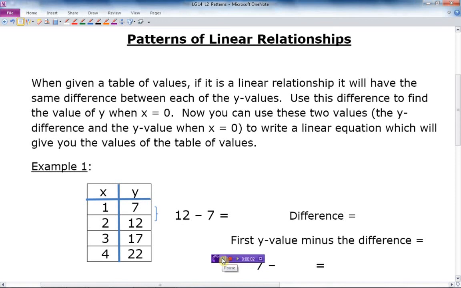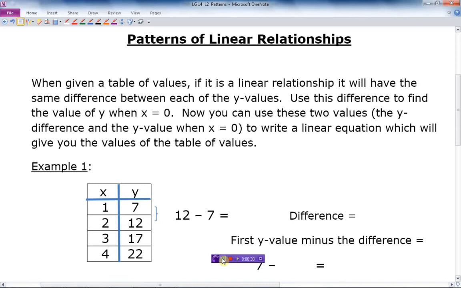Okay, today we're going to talk about patterns of linear relationships. When given a table of values, if it is a linear relationship, if it graphs as a straight line, in other words, it will have the same difference between each of the y values, which is what we discussed in a previous lesson here. We also use this difference to find the value of y when x equals 0, if we don't know that already.